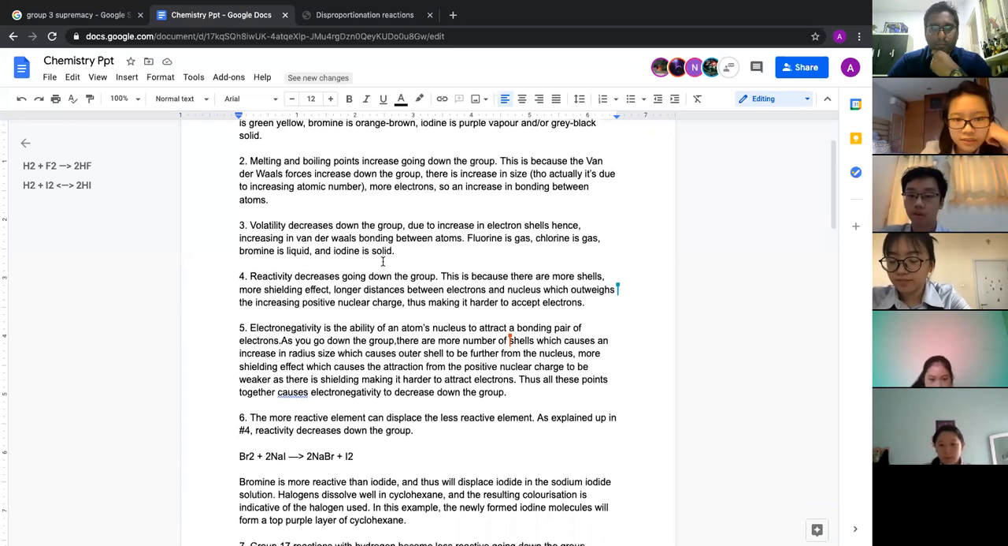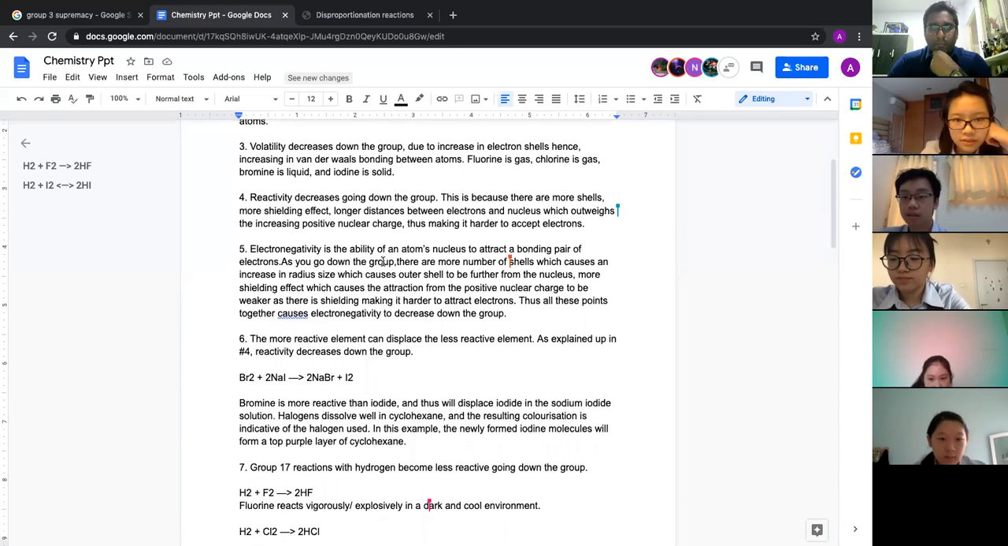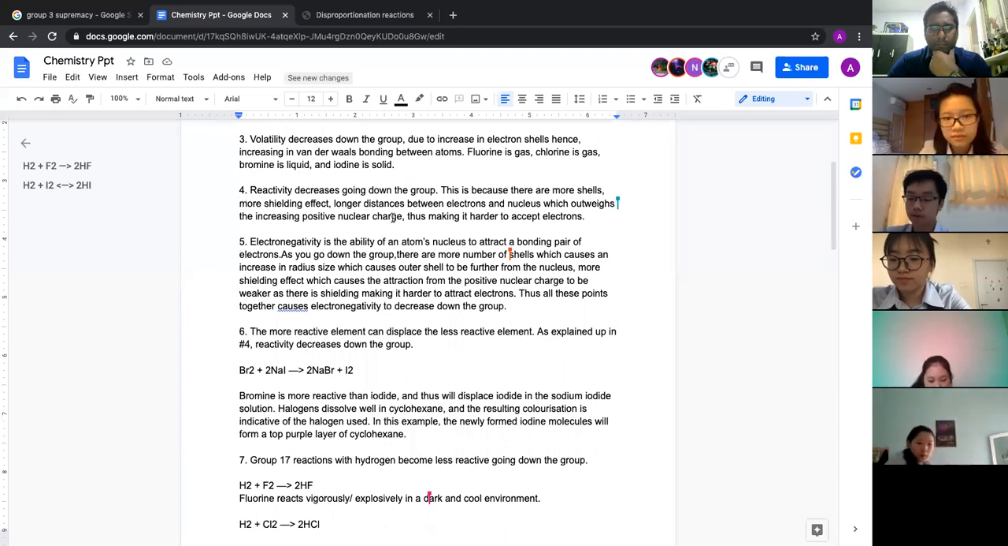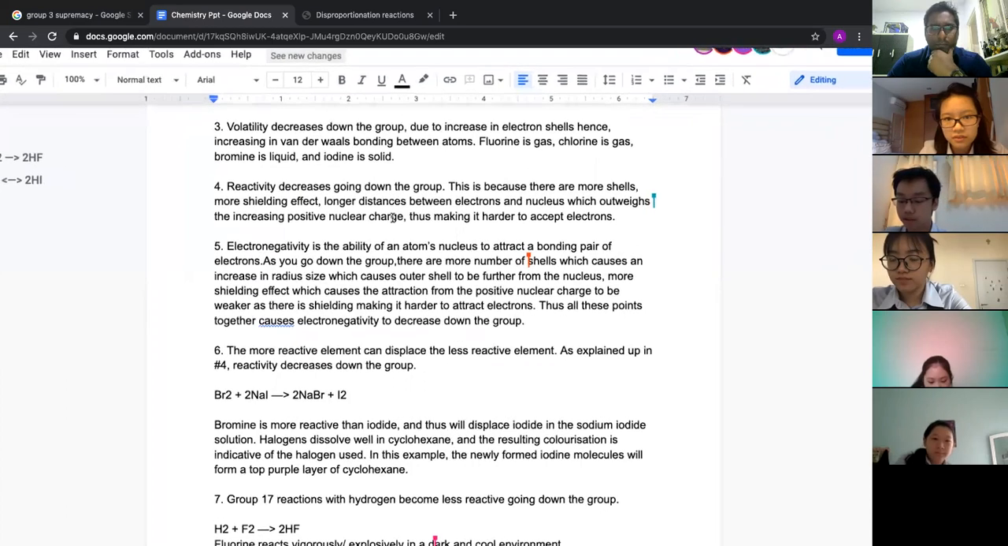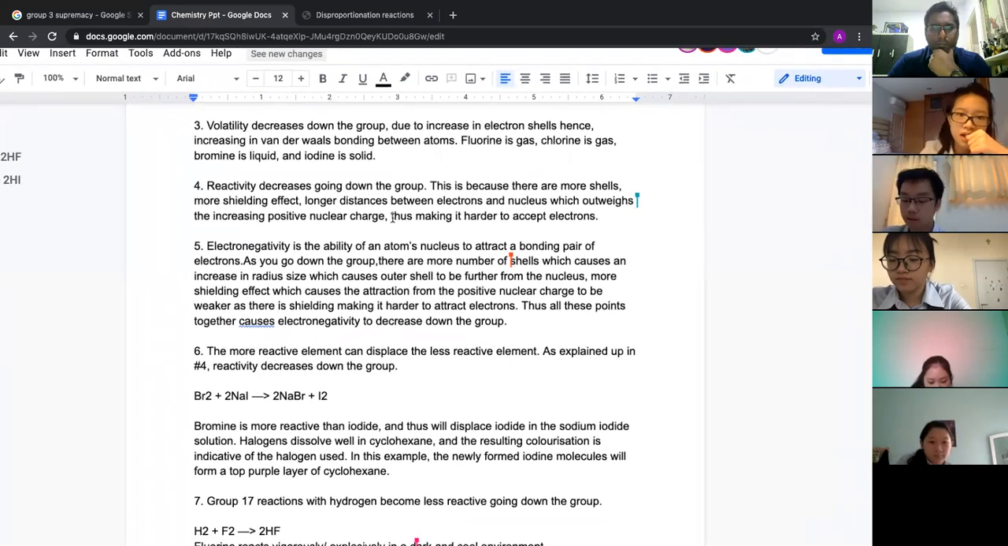Number three, volatility. It decreases down the group because there is an increase in van der Waals bonding between the atoms. Hence, fluorine is gas, chlorine is gas, bromine is liquid, and iodine is solid at room temperature.